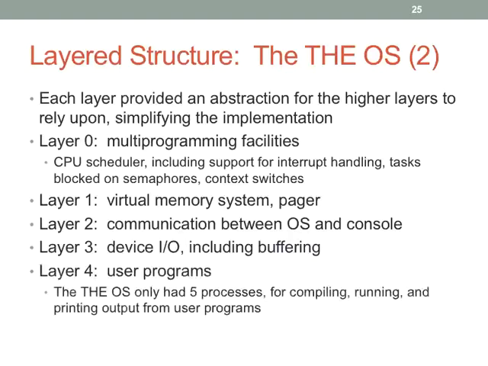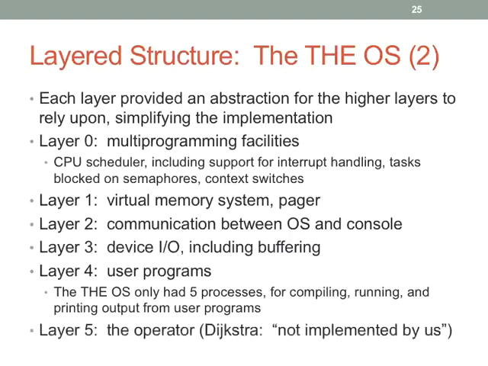And then layer 4 is user programs, which was easy because the THE operating system didn't have a lot of applications to implement. It only had 5. I need to be able to build software, I need to be able to run software, and I need to be able to print. So not very complicated. They didn't have, I don't know, a media player or anything like that.